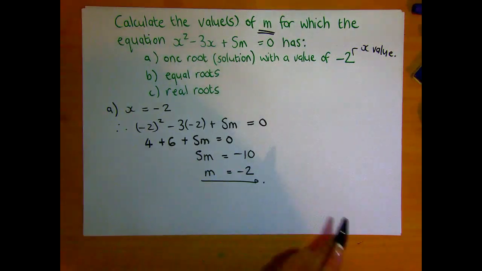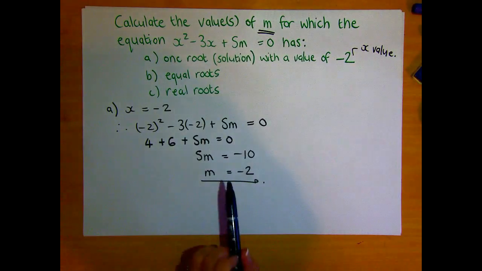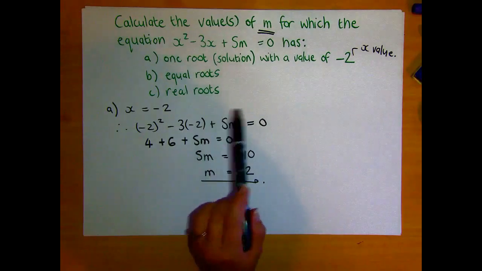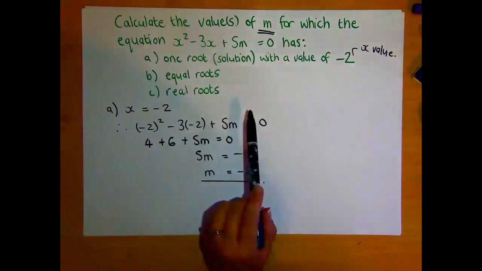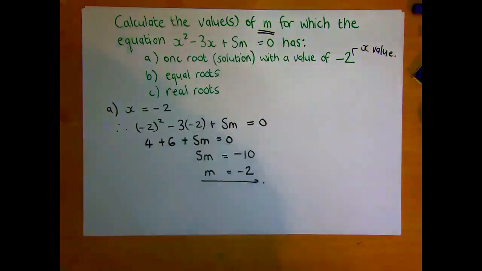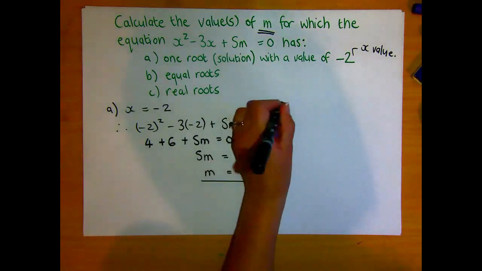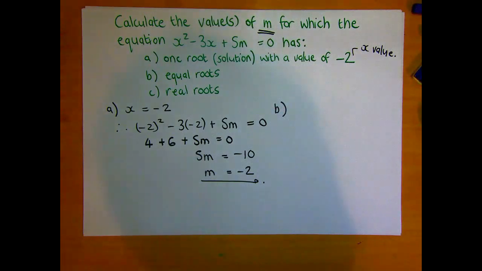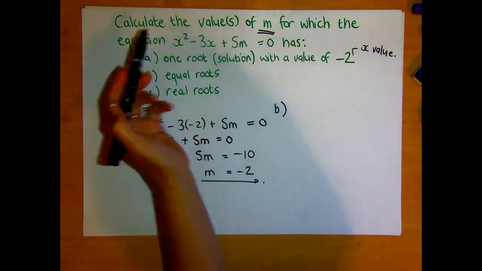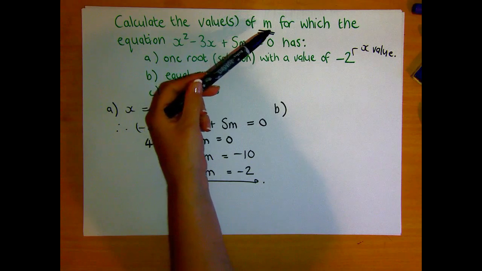The trick here is knowing what to do and understanding the wording of the equation, because they're quite limited. There's only so many things they can ask with nature of the roots, so get used to the different ways in which it's asked and you'll be fine. Okay, so for B, they want to know when it's equal roots, and again it's about calculating the value of m.